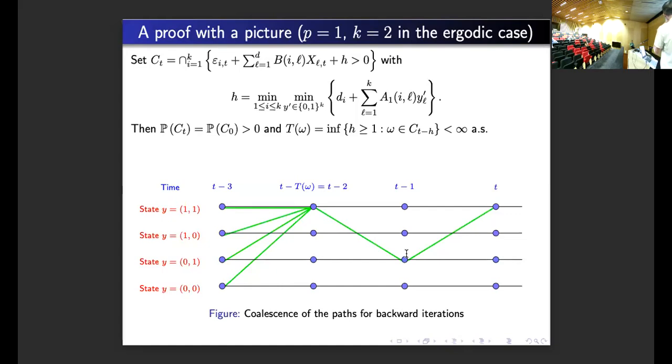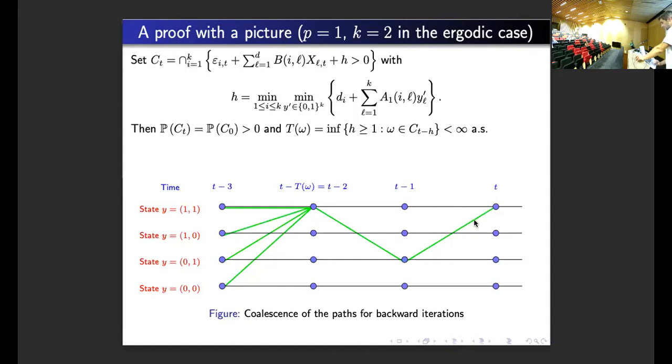So if you consider the following event, first I will start with the ergodic case with p equal to 1 and 2 species. Consider this event Ct, which is written here. When this event occurs, it means that whatever the previous value of the binary vector, you are sure to obtain a binary vector where all the coordinates are equal to 1. From the ergodic property, the probability of this event is positive.